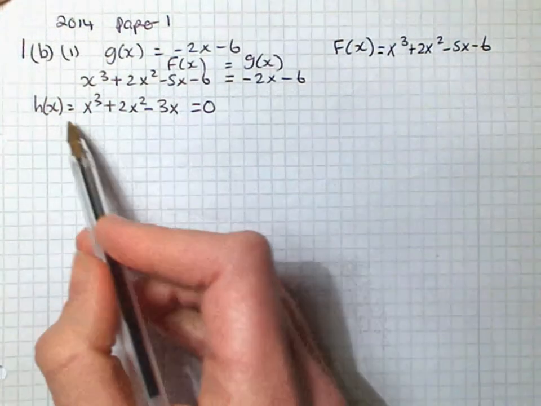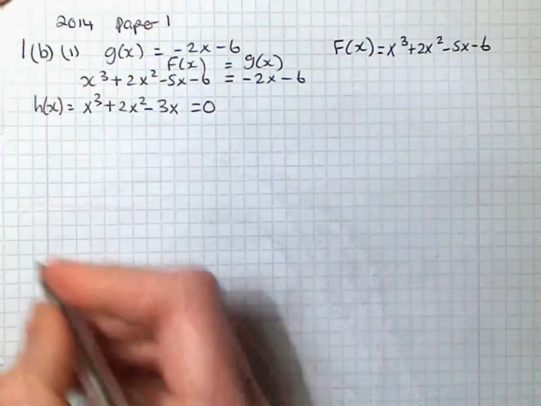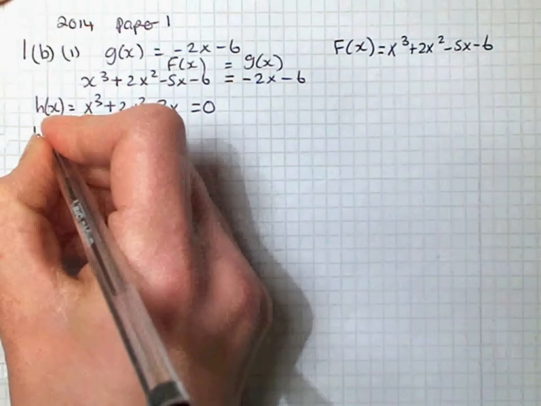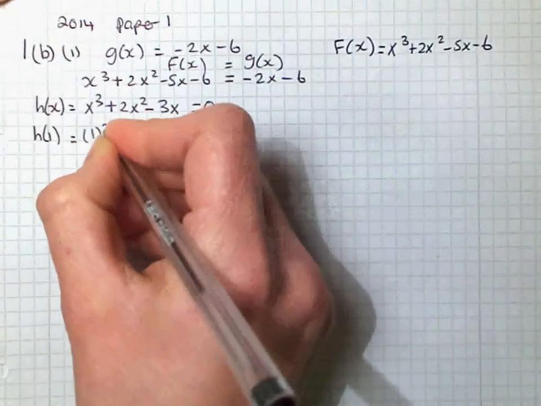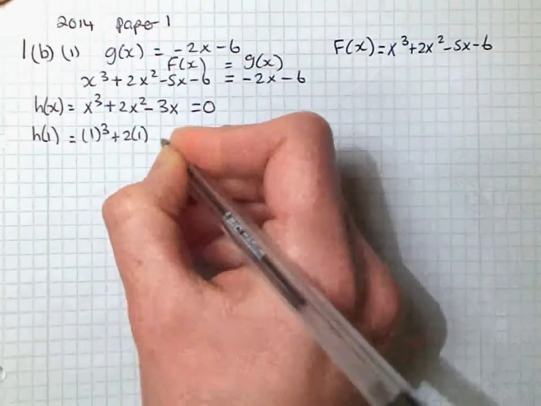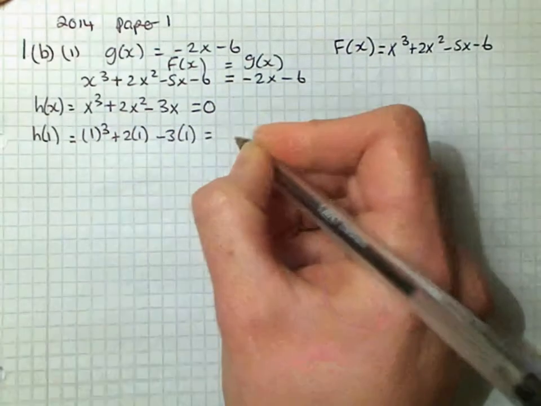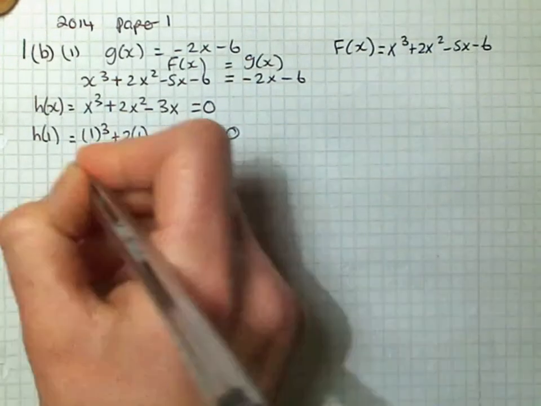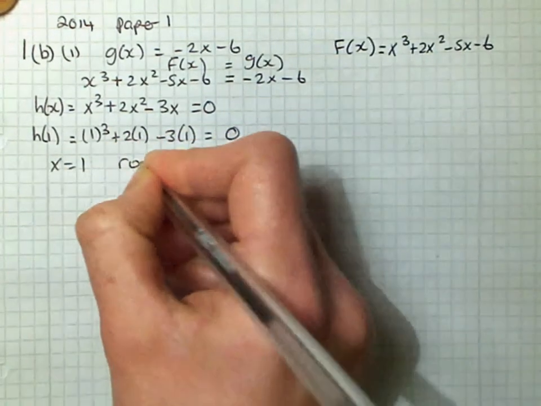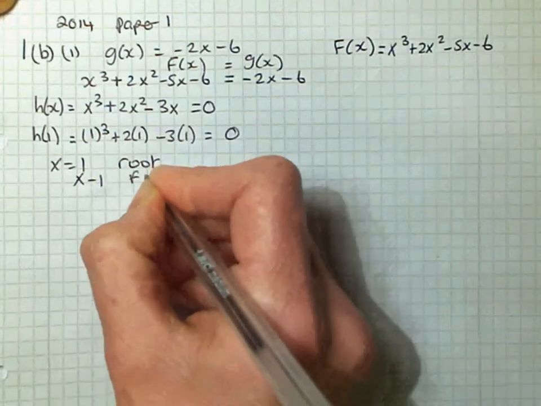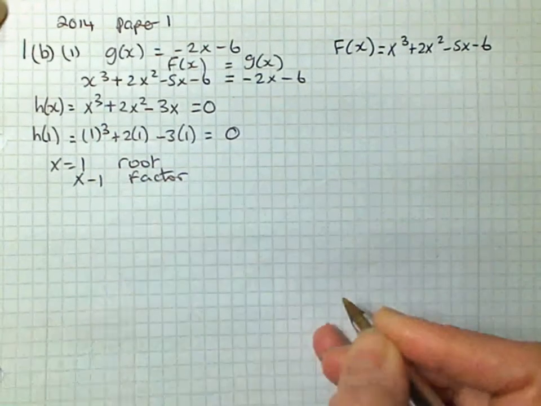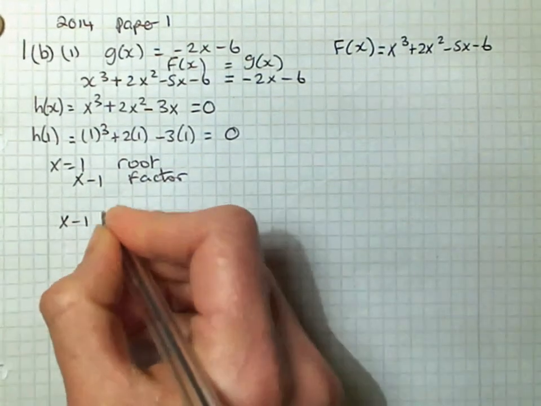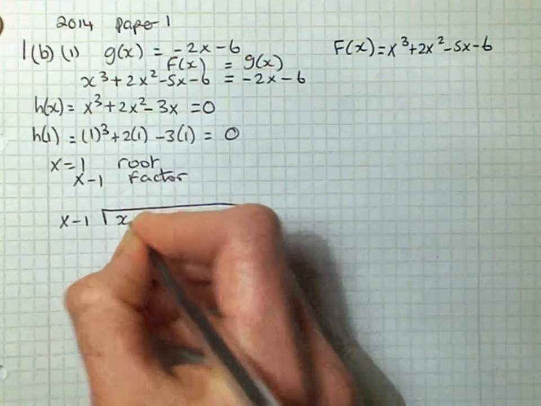So we have to solve this. It's a cubic equation, so we look to see have we got any factors. So we'll try 1. If we put in 1 cubed plus 2 by 1 minus 3 by 1, 3 minus 3 is 0. So therefore x equal to 1 is a root, and x minus 1 is a factor. So if it's a factor, it's going to divide into h of x, leaving no remainder.